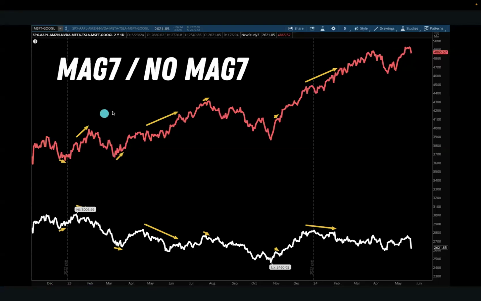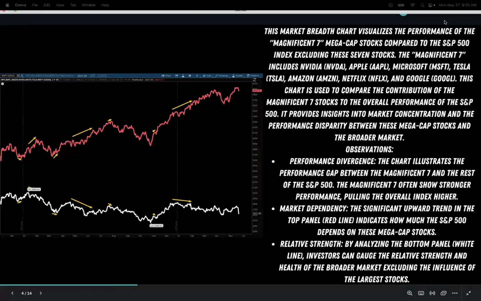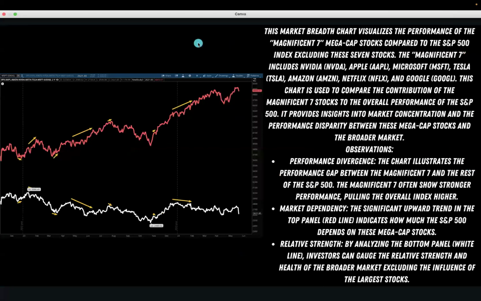We're going to go over the Mag 7, no Mag 7 script, right? So we've got the Magnificent Seven stocks up here, and then we've got the market minus the Magnificent Seven. So basically without them and their performance down below. Now, this is basically a market breadth chart visualizing the performance of those Mag 7 stocks compared to the S&P 500 index, excluding the 7 stocks. Now, the Mag 7, as most of you know, are NVIDIA, Apple, Microsoft, Tesla, Amazon, Netflix, Google.